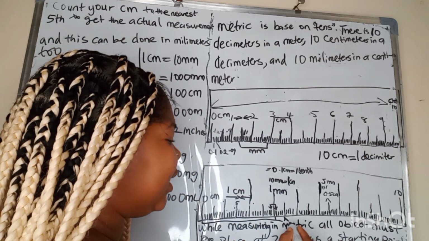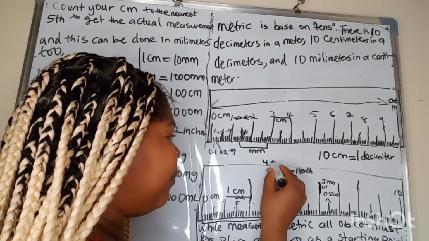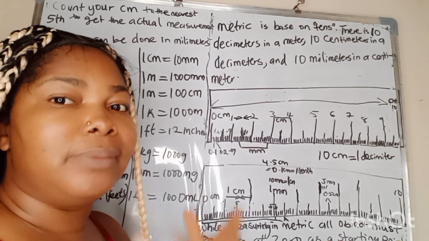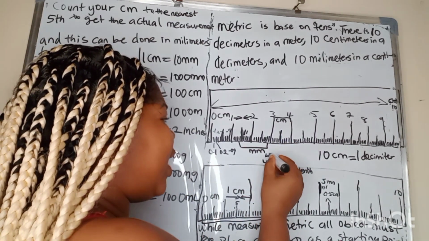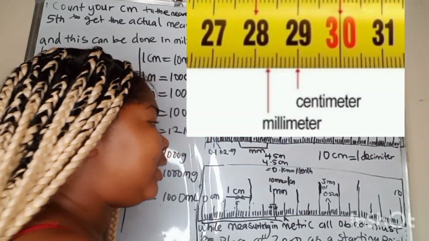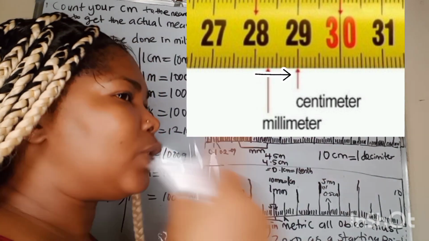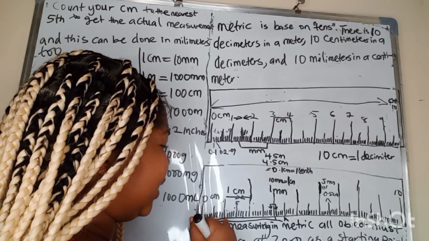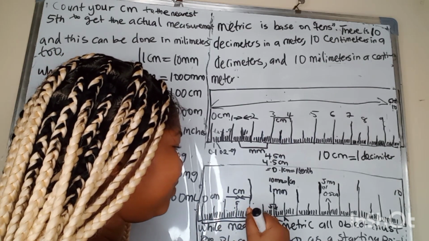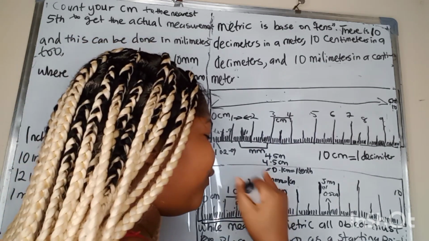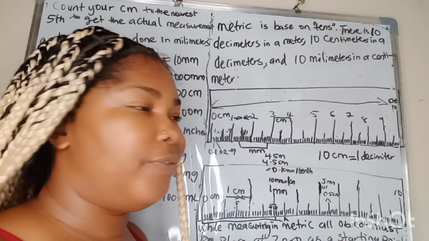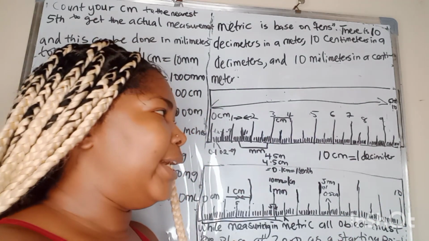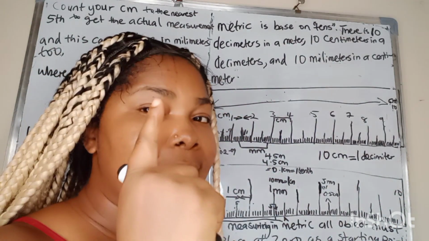So this is automatically going to give you 4.5 centimeter, or when you want to convert that to millimeter, you can say 45 millimeters, because it is 10 millimeters that makes 1 centimeter. So you can actually say 10 millimeters, 20 millimeters, 30 millimeters, 40 millimeters, 45 millimeters. So that is how you convert. Now 10 millimeters makes 1 centimeter and then 10 centimeters makes 1 decimeter.